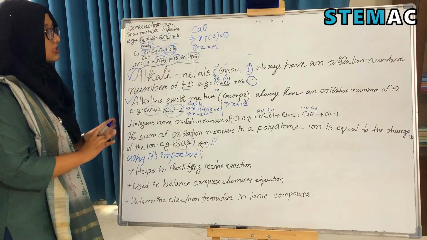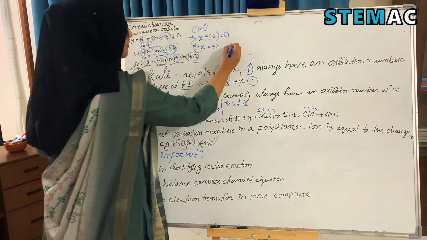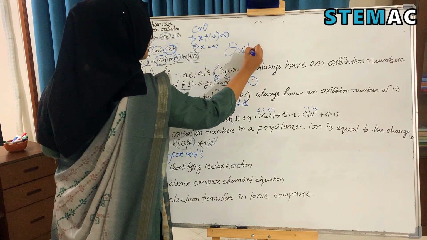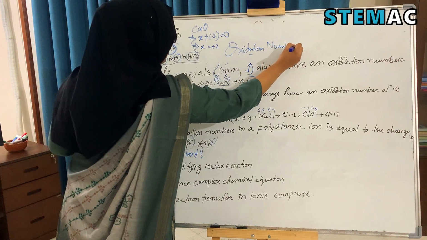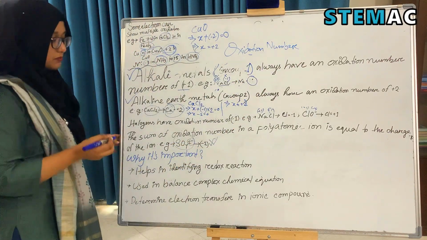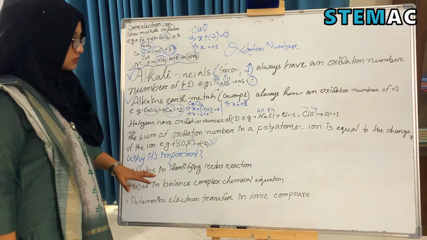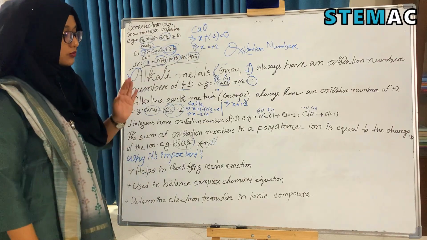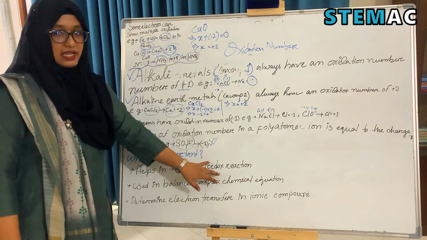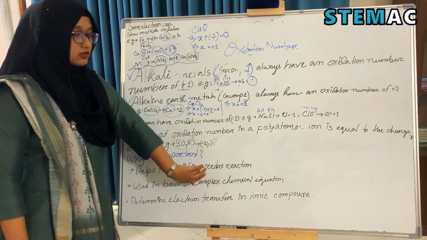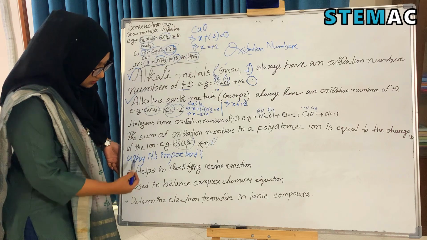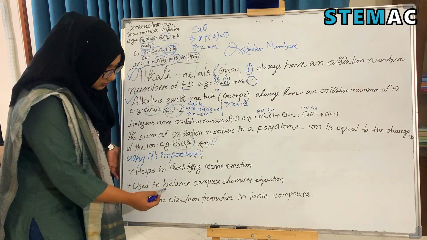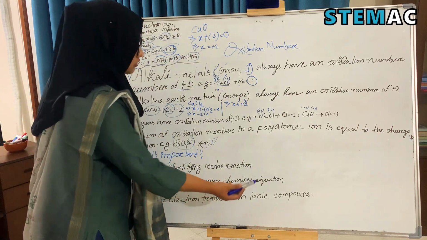And why is the oxidation number important? It helps us identify a redox reaction, which involves electron gain and loss. We're going to learn about redox reactions in the next class. It is also used to balance complex chemical equations.